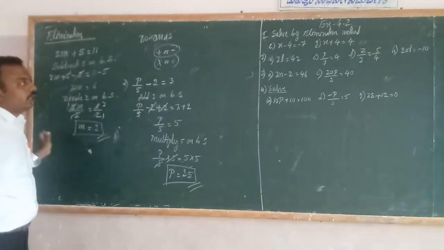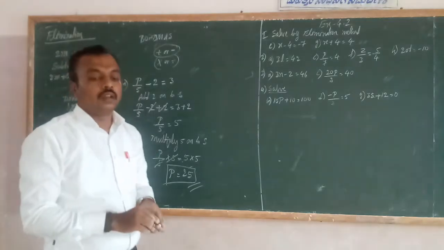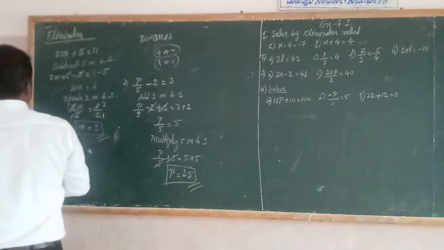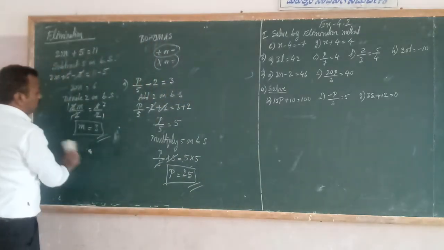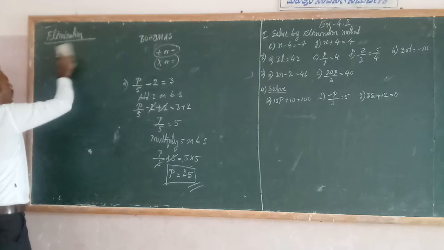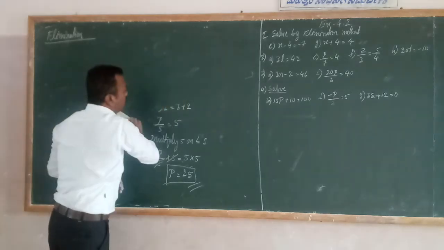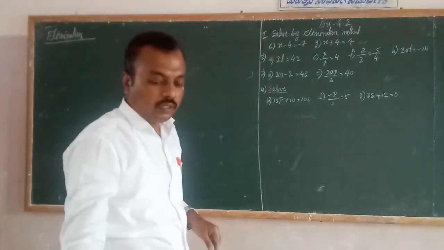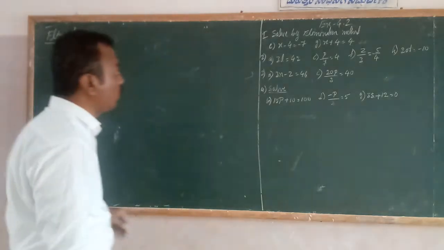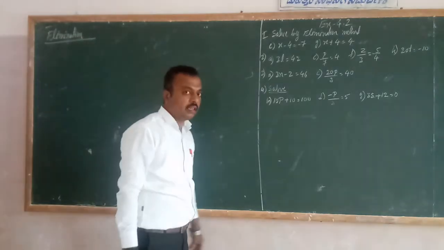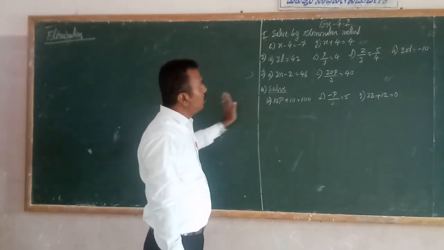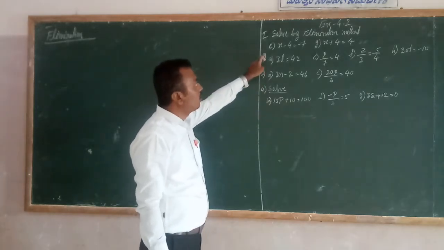Yes students, so like this we have to solve linear equations in one variable by the elimination method. Understood? So these are examples of solving linear equations by the elimination method. Now students, we have to go to exercise 4.2. In that there are 4 mains. So I will show some questions, the same type. In that, the first question is solve by elimination method.